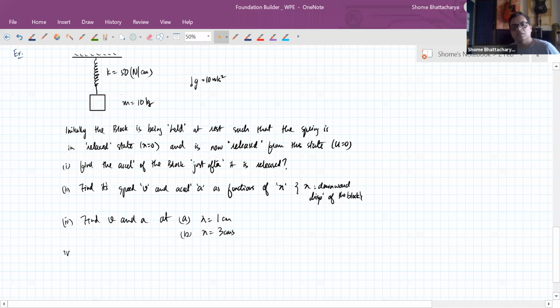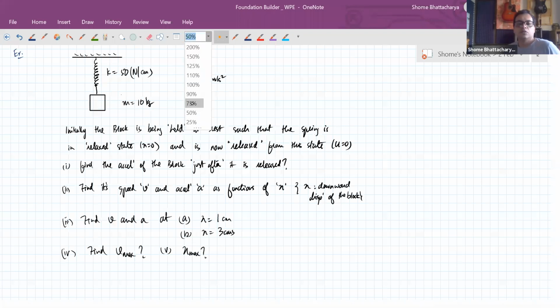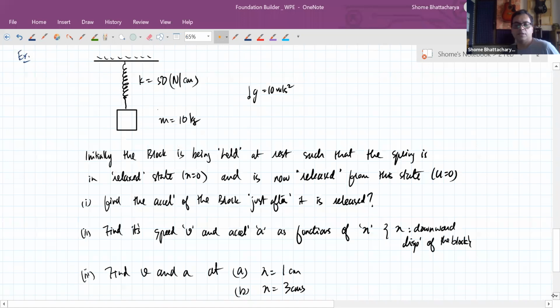And finally, we'll find the maximum speed the block will have, and eventually we'll find the maximum extension of the spring. These two things we'll find out. Okay. So don't worry about the last couple of parts. We will come to that. Let's start by understanding how to solve the first two parts of the question.